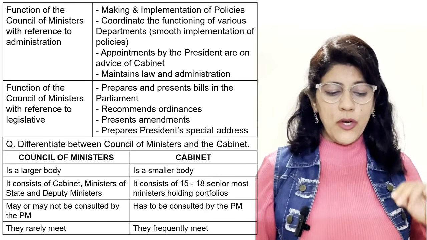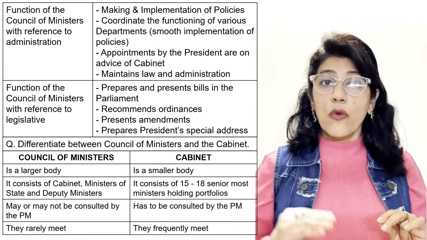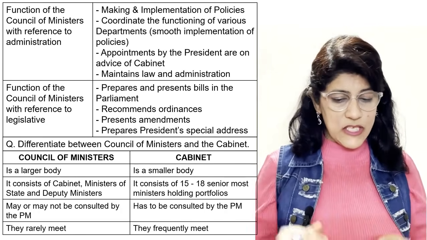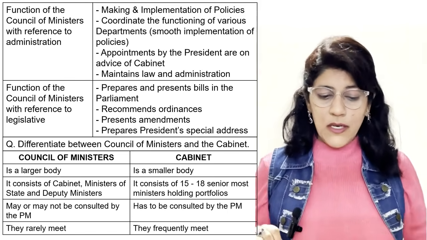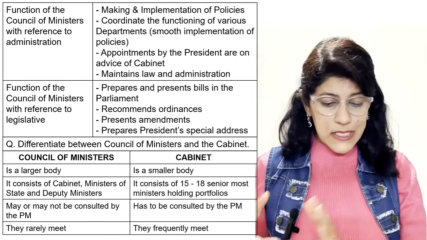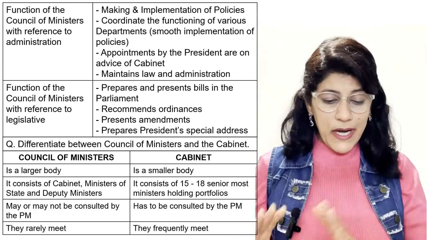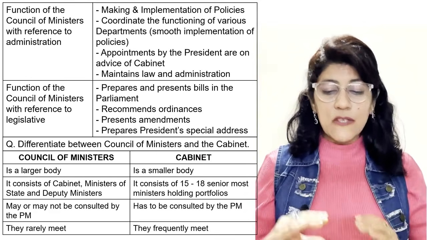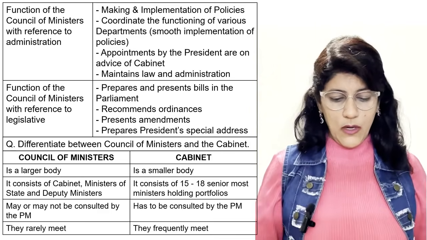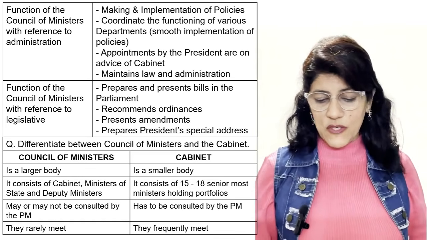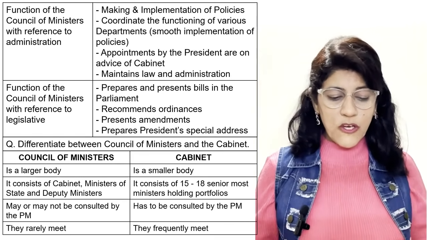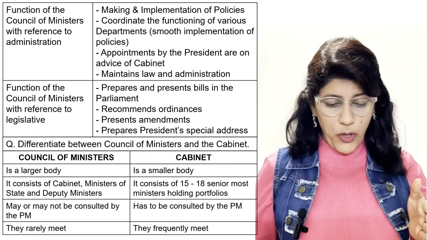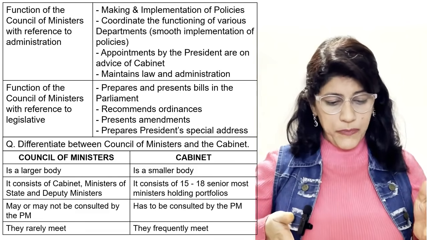Next is function of the Council of Ministers with reference to legislative powers. Prepares and presents bills in the Parliament, recommends ordinances, presents amendments, prepares the President's special address. Now, one most important difference question: Council of Ministers and Cabinet. The Council of Ministers is a large body, the Cabinet a smaller body.